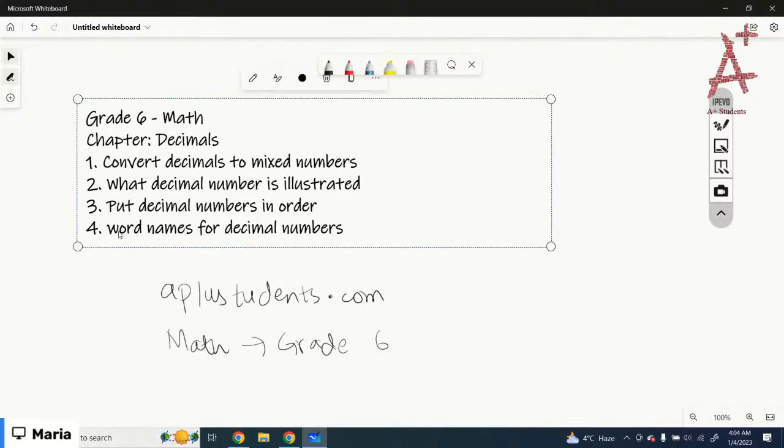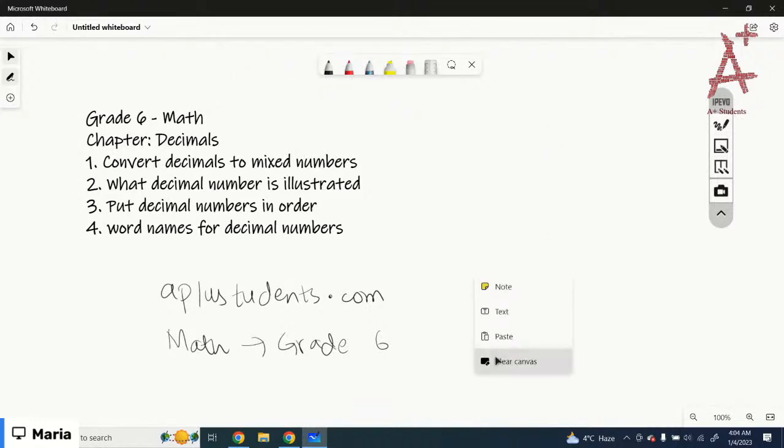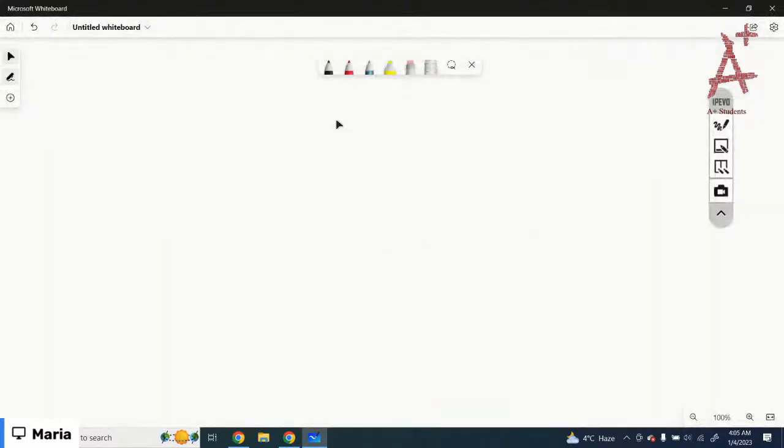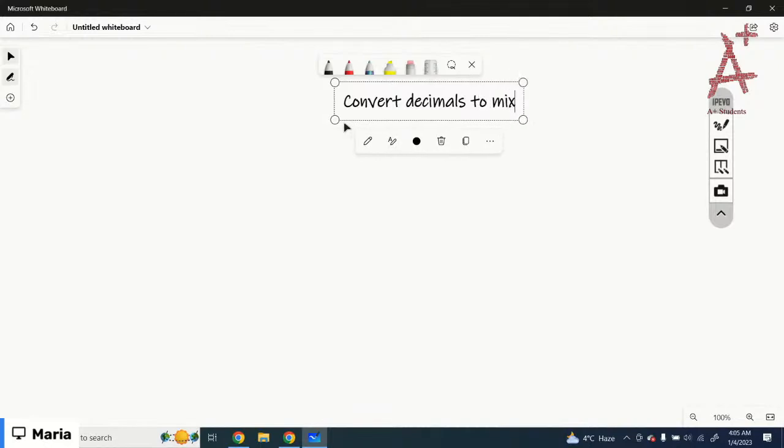Please make sure you have your notebook and pencil so that you can note down the important lessons and examples as well. Got it? Let me write down the lesson name, that is convert decimals to mixed numbers.